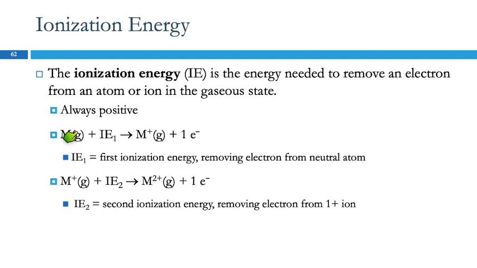We can write an equation here. Whatever the metal is in the gas state plus some energy, we're going to get a +1 ion and 1 electron being removed. That's called IE1, the first ionization energy. That's removing the first electron. If we take this ion and remove another electron, that's called the second ionization energy. Also going to be positive, and the second one is going to be larger. It's like, well, I sold you that first electron kind of cheap, but now you want another one.